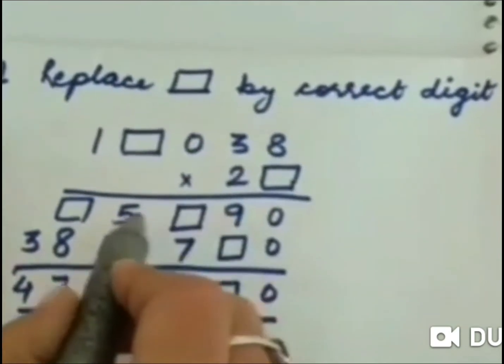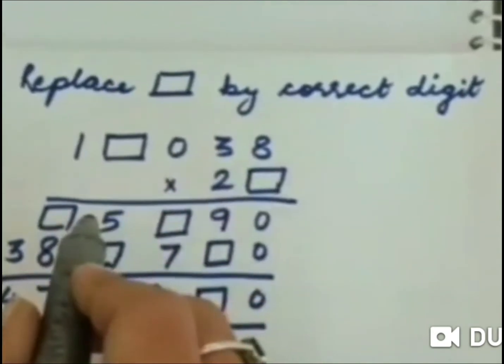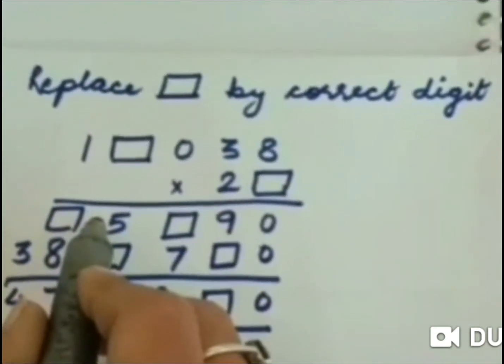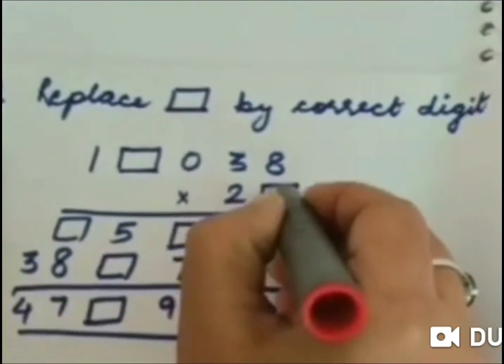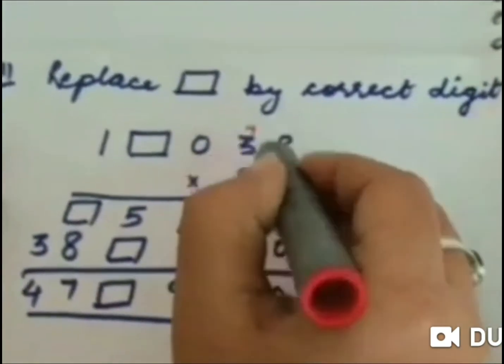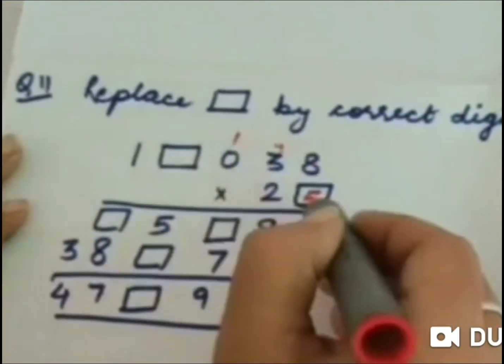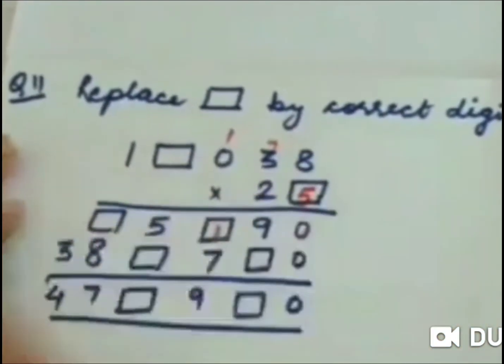Now 0 we cannot take because the rest of the numbers are also there. So if it would have been 0, then the rest of the numbers would have also been 0. So we cannot take 0. So let's take 5. 5 8s are 40. 0 here, 4 carry. 5 3s are 15. 15 plus 4, 19. 9 here, 1 carry. 5 zeros are 0. 0 plus 1, 1.